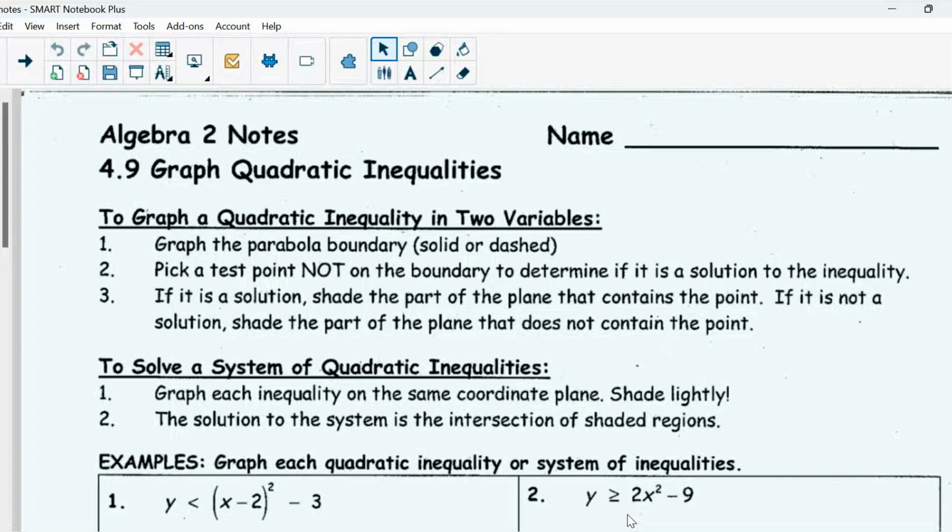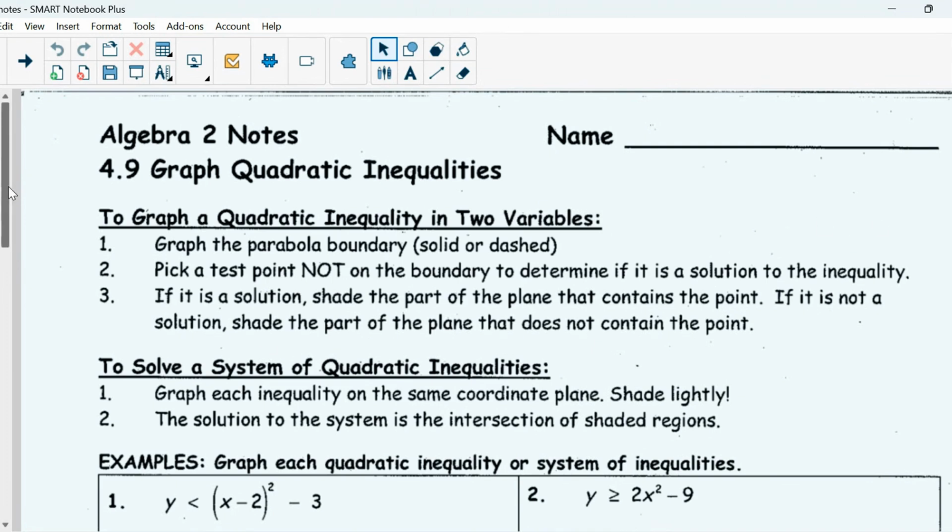In 4.9 here, we are going back to graphing inequalities. Yet this time, we are dealing with quadratic inequalities. So, putting it all together, a lot of the same principles still apply to both the quadratic inequalities as well as the linear inequalities that we did a couple chapters ago.